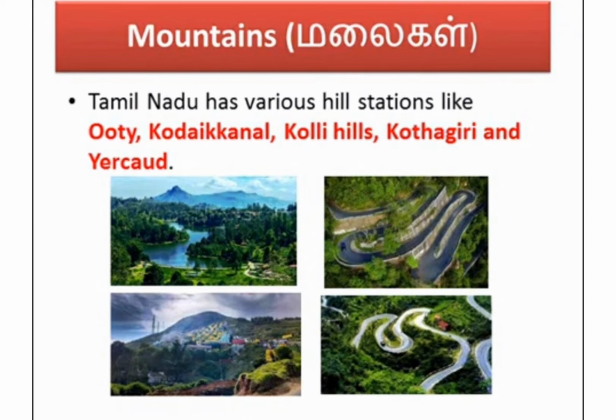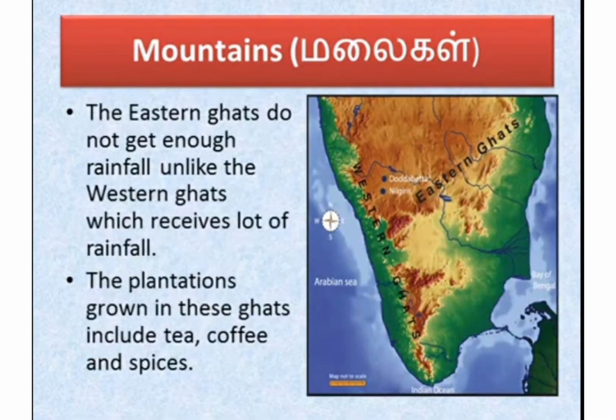The eastern Ghats do not get enough rainfall, unlike the western Ghats, which receive lots of rainfall. The plantations grown in these Ghats include tea, coffee and spices.